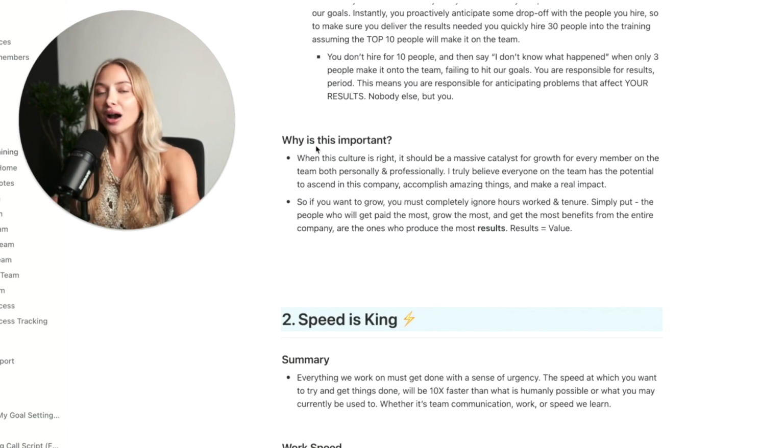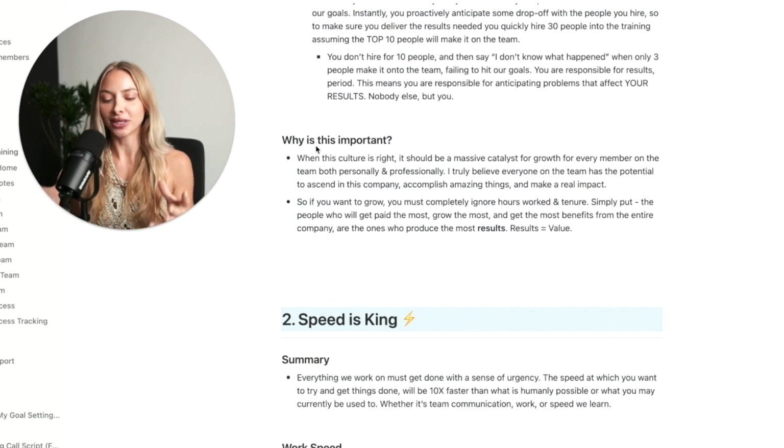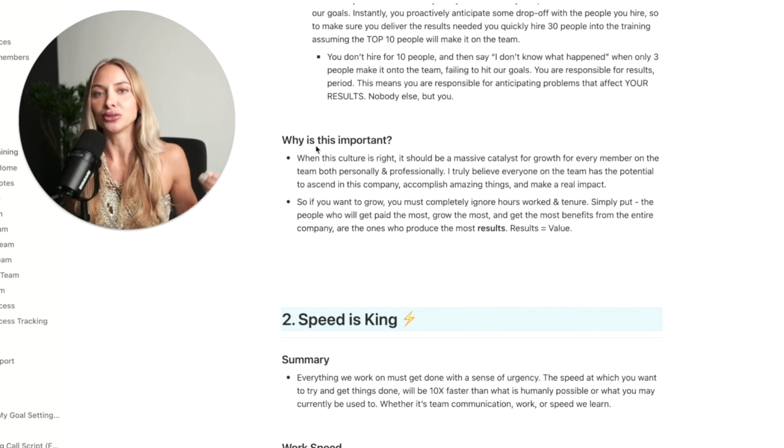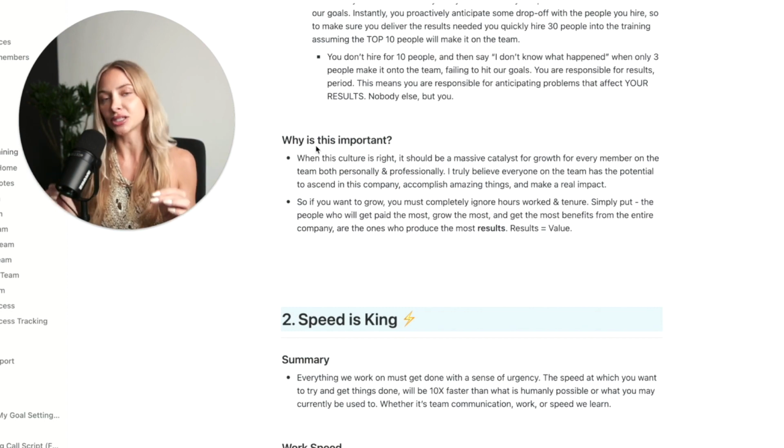And then we are also outlining why this is important, because you always need to give a reason to your team or employees on why you do things the way you do it, so you get buy-in from them and they understand why that behavior is preferred by you.